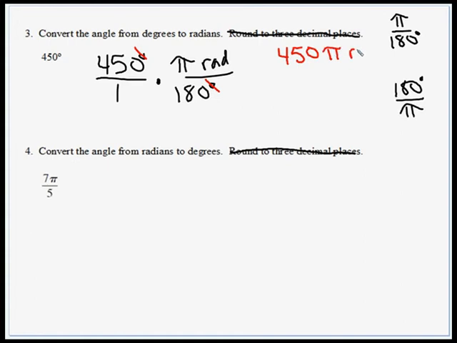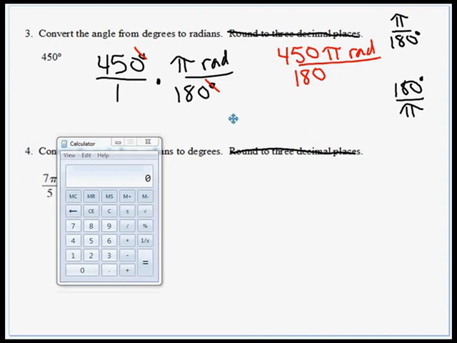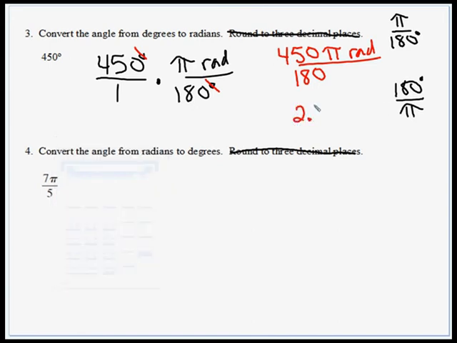450 pi radians divided by 180. Now, if we do 450 divided by 180, we get 2.5, and it's pi radians. So 2.5 pi radians. Or if we notice, we can see this here as a fraction, 450 over 180, cancel the zeros, and then this would reduce down to 5 halves. We could divide by 9. So 5 halves pi radians, or 2.5 pi radians.